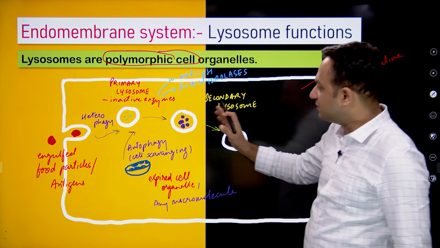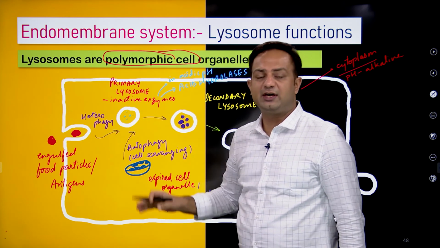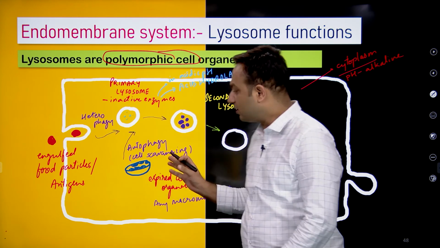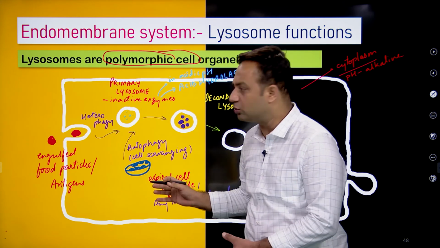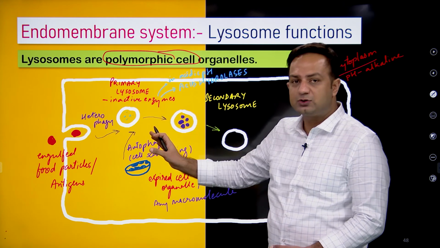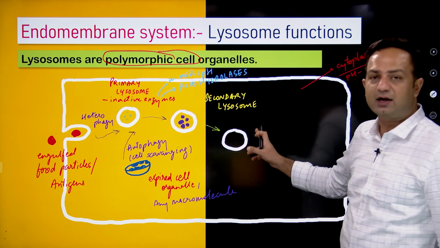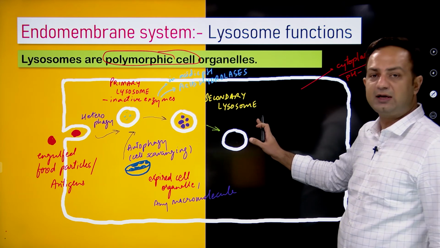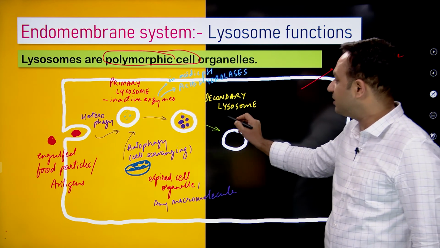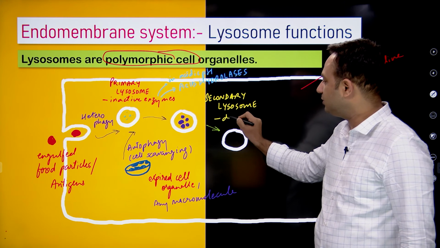The vacuole that has been formed because of heterophagy is the heterophagosome. Because of autophagy, it is the autophagosome. They get fused with the primary lysosome. Digestion gets started. This is the secondary lysosome. Now, what function is this secondary lysosome going to perform? Digestion.